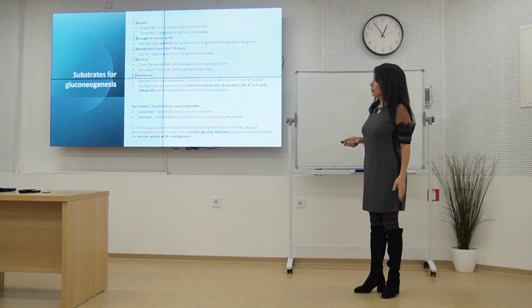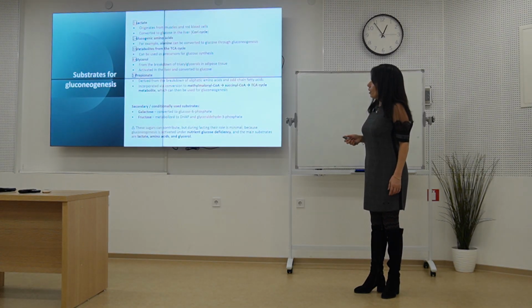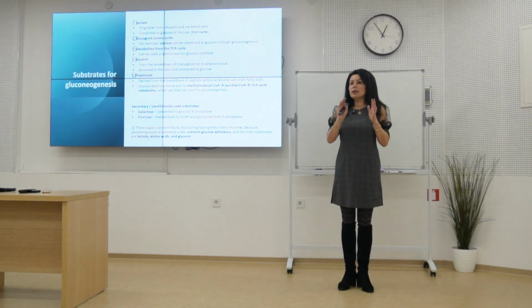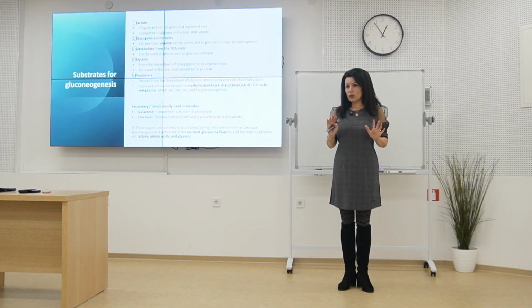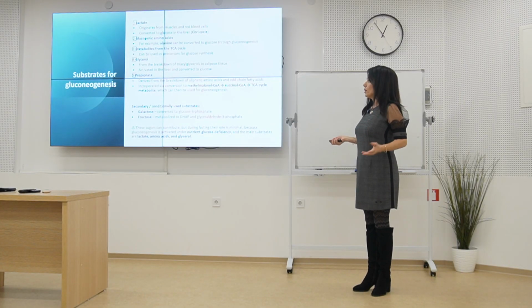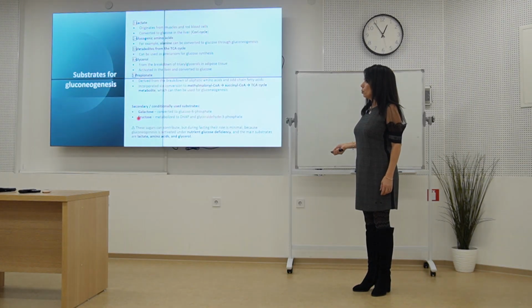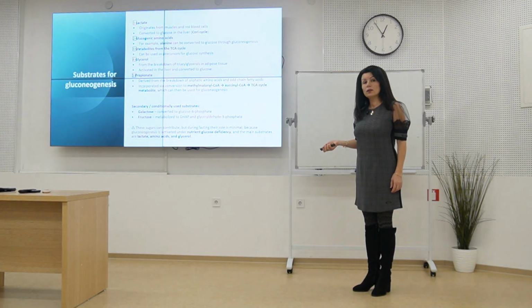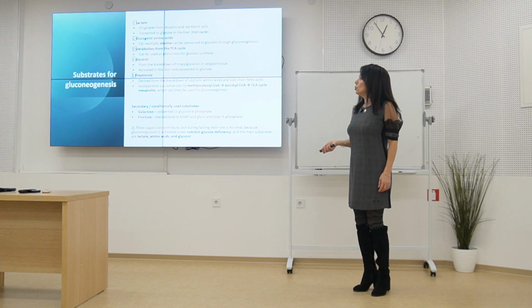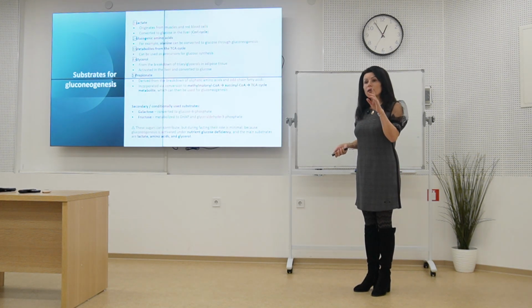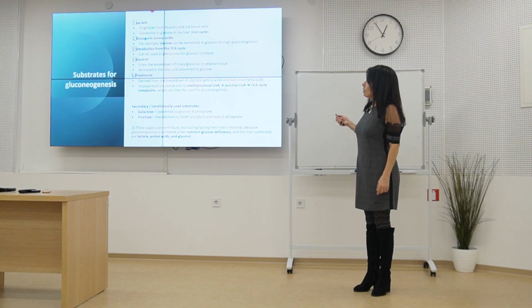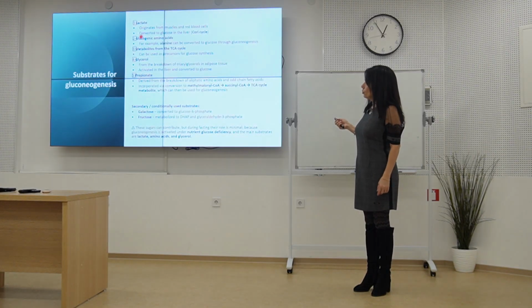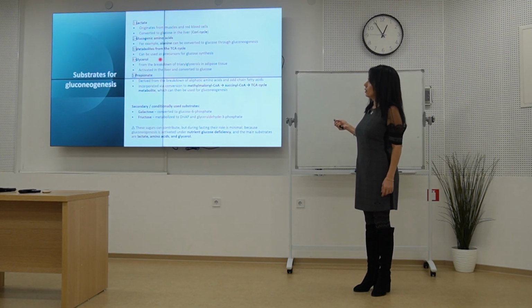Let's see their action one by one. The definition of gluconeogenesis is to form glucose from non-carbohydrate sources. Of course, galactose and fructose can be sources also. Yes, they can be. They could be converted to glucose in the end, but they are carbohydrates, not non-carbohydrate sources. But these first 5 sources, lactate, glucogenic amino acids, Krebs cycle metabolites, glycerol, and propionate, let's see one by one.